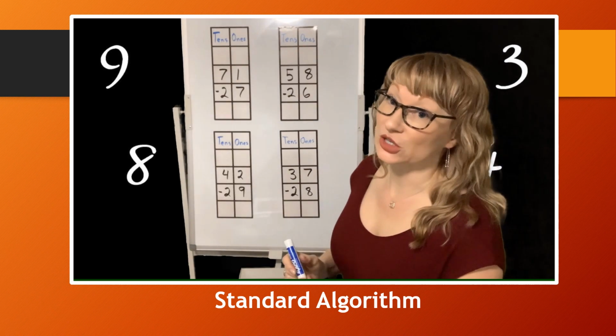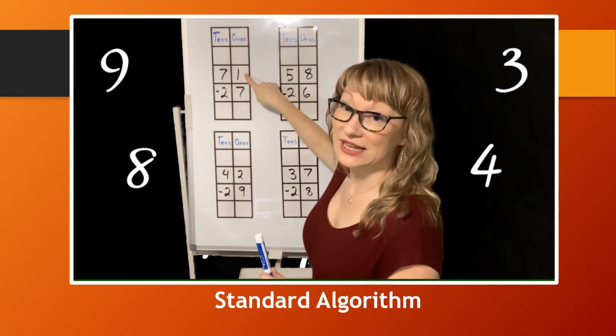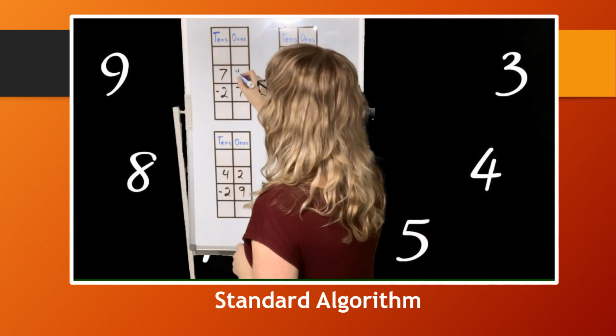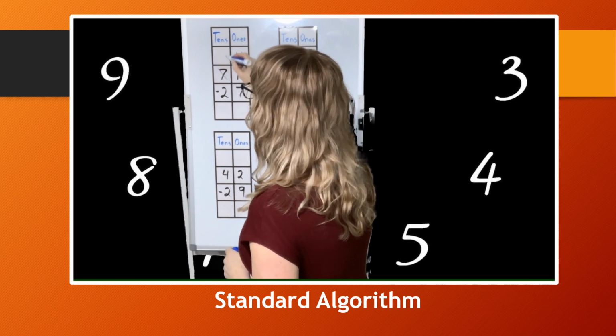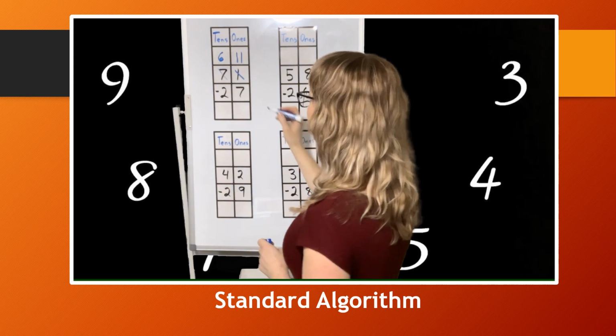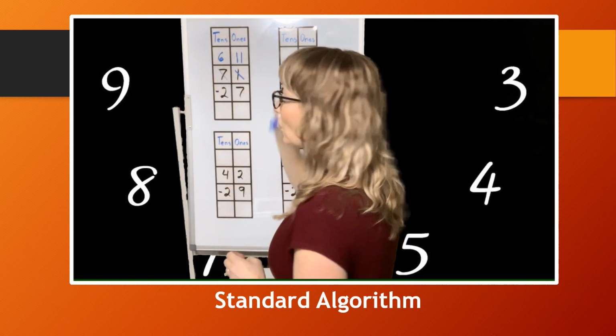So this is what this is going to look like. 7 ones cannot be taken away from 1. So I have to do some regrouping. So this one is going to become 10 bigger. It's going to become 11. And my 10s is going to get 1 smaller. So now I only have 6 10s. So I'm going to take 7 away from 11.